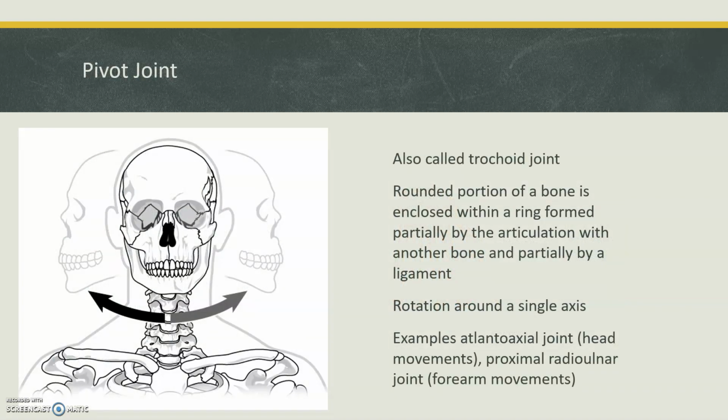You have the pivot joint. So this is the joint that lets your head be able to move from side to side, back and forth. It is a rotation around a single axis. And this is also the joints in your forearm.